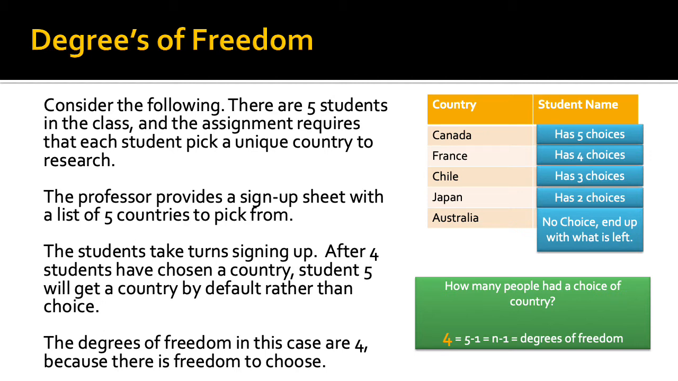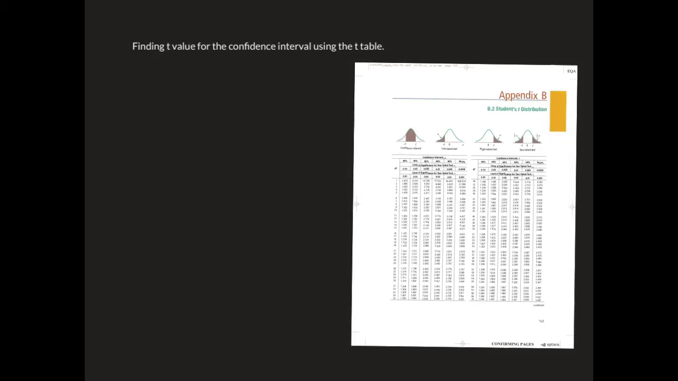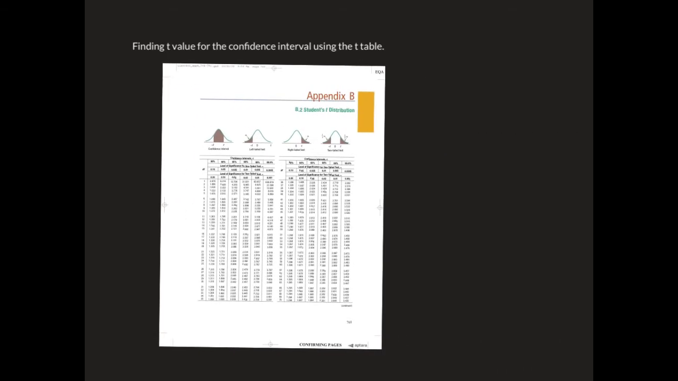The next slide will present to you how to read the t-distribution. Okay, finding the t-value for a confidence interval using the t-table. Now you'll be pleasantly surprised, as this is actually a lot easier and faster to do than the z-table and the z-values.